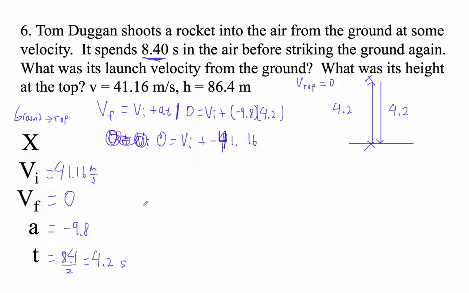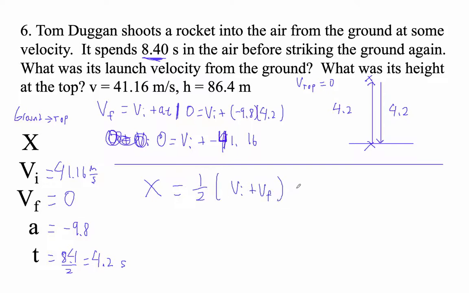And then it says, what was its height at the top? So to find the height at the top, we could use anything. I'm going to use this one: x is 1/2 (Vi plus Vf) times t. So x is 1/2, the initial velocity is 41.16, final velocity is 0, time is 4.2. By the way, any formula for x would work at this point, but this is my favorite one. So 0.5 times 41.16 times 4.2 is 86.436.